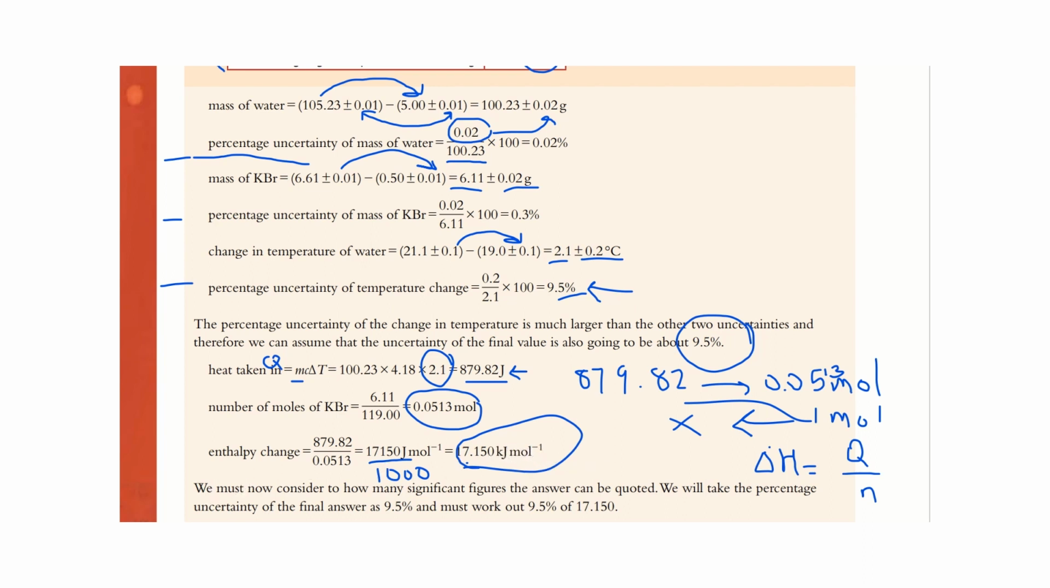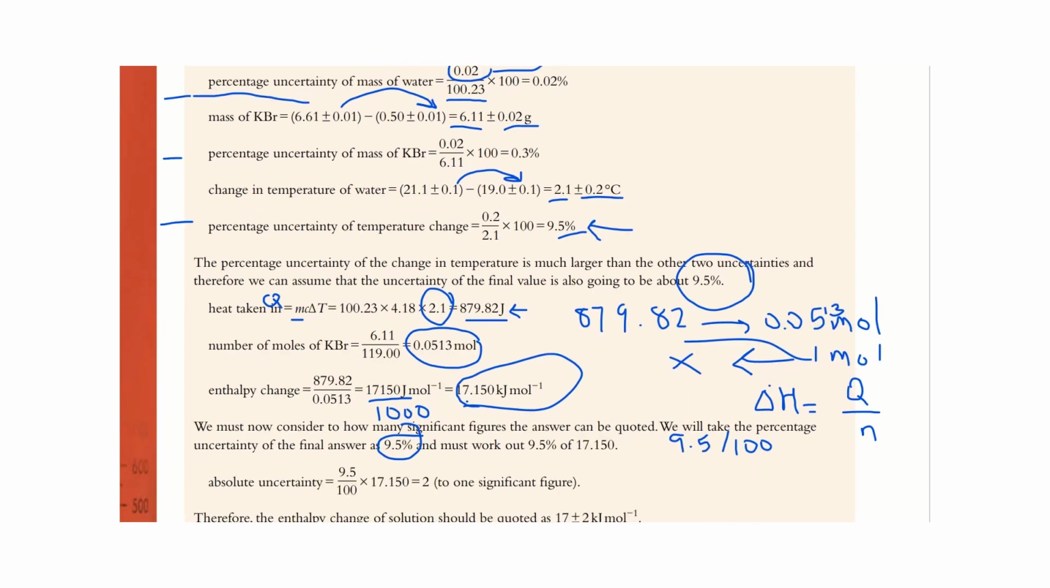Now, because the question also asked you to calculate the percentage uncertainty of the final answer to the significant figure that we should be using, right? We know that we have to use the 9.5%. So we need to find 9.5% of 17.150. So 9.5% is like saying 9.5 divided by 100 and then multiplying that by 17.15.